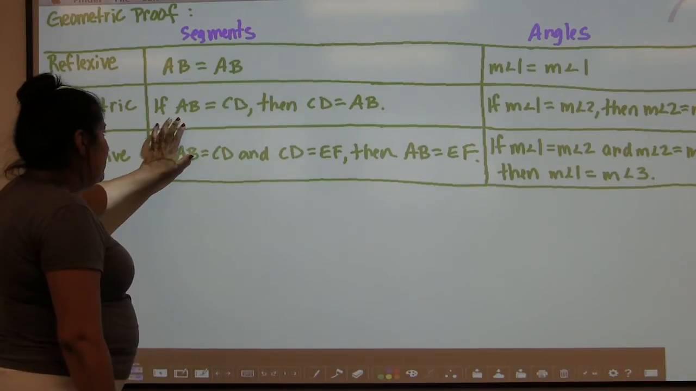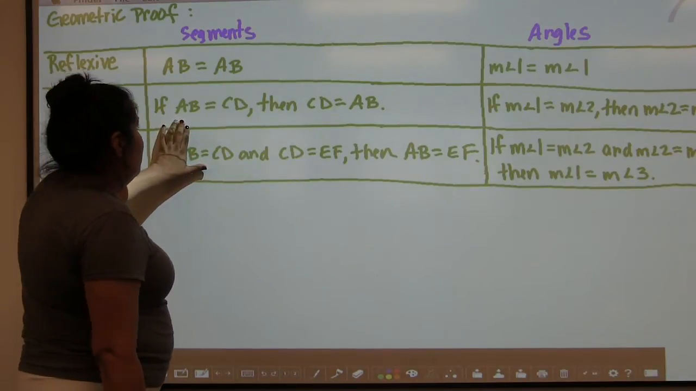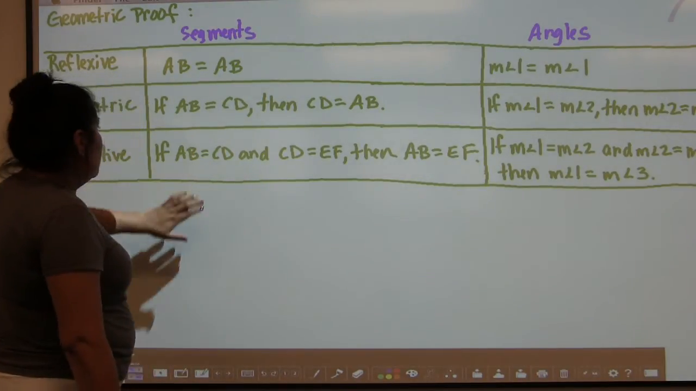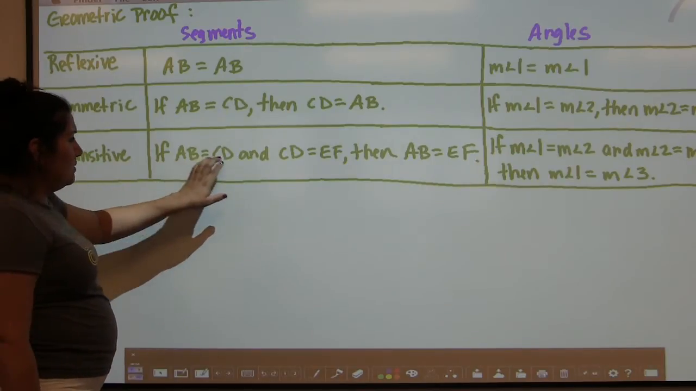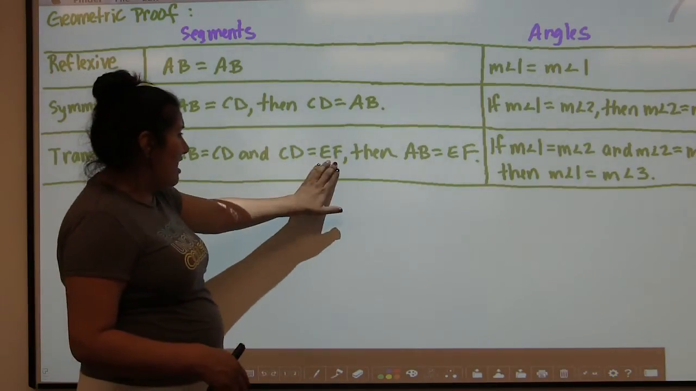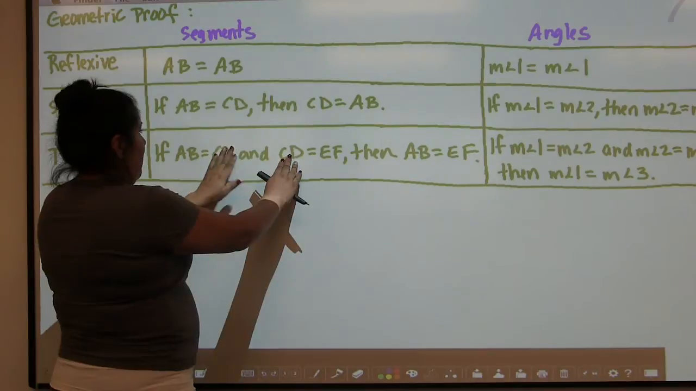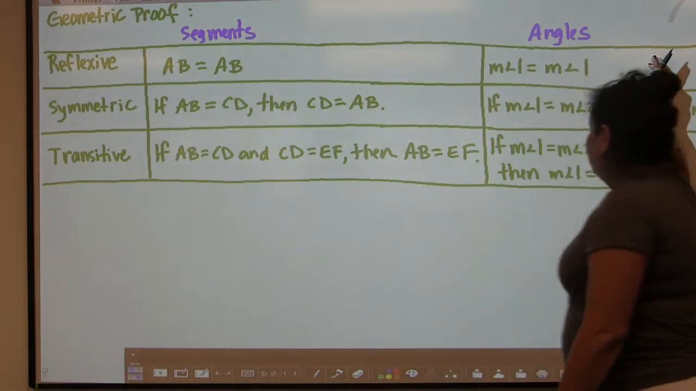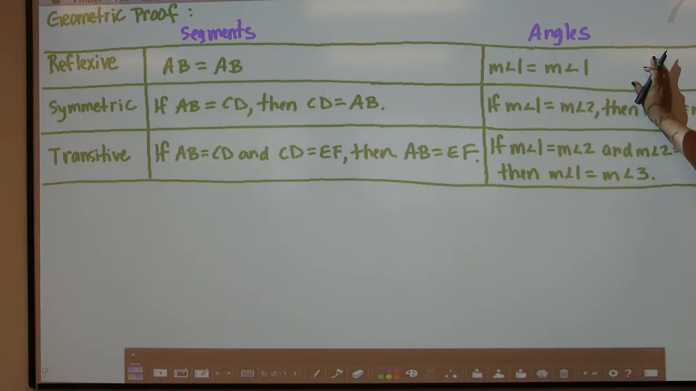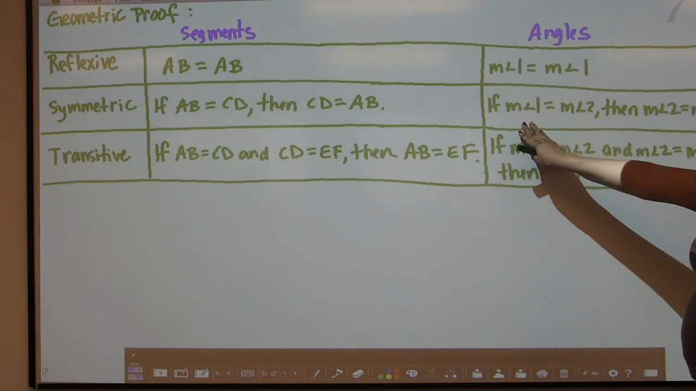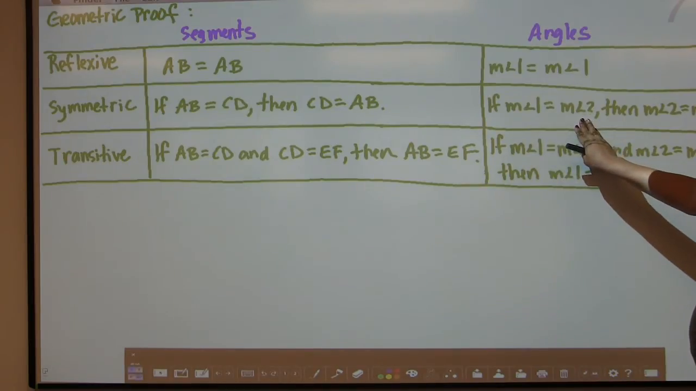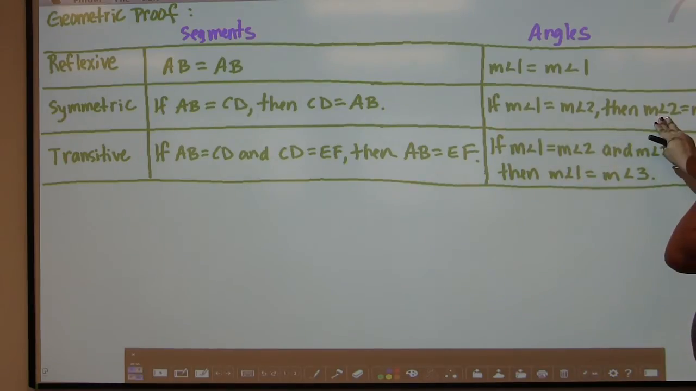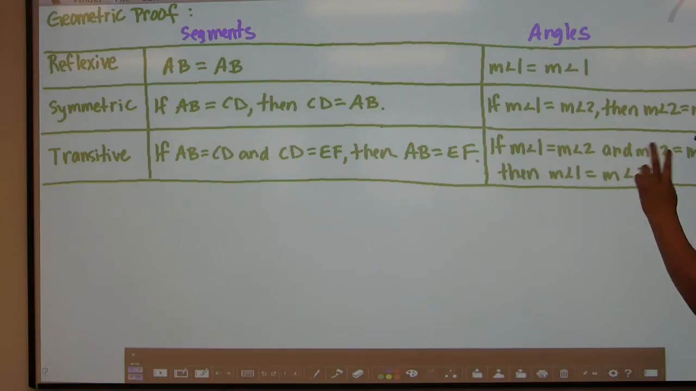Symmetric property would be if AB equals CD, then CD equals AB. And then of course transitive, if AB equals CD and in turn CD equals EF, then you can eliminate CD and then AB equals EF. And the same is true for angles. So reflexive would be that the measurement of angle 1 equals itself. The symmetric property would be that you can reverse the order, right? So the measurement of angle 1 equals measurement of angle 2, and that means that the measurement of angle 2 equals the measurement of angle 1. So you reverse the order there.